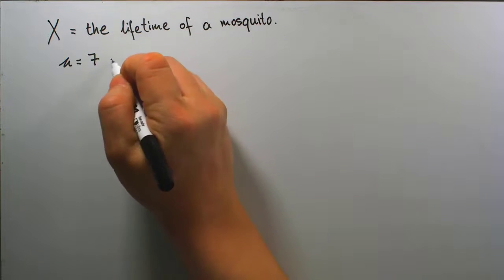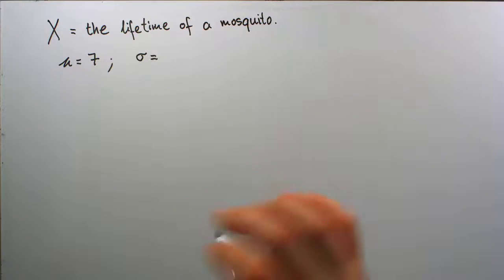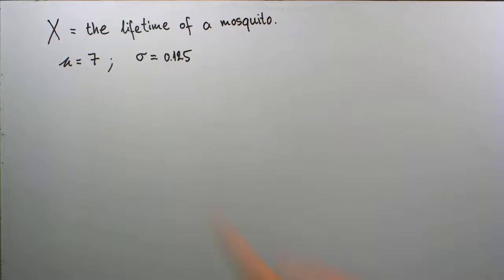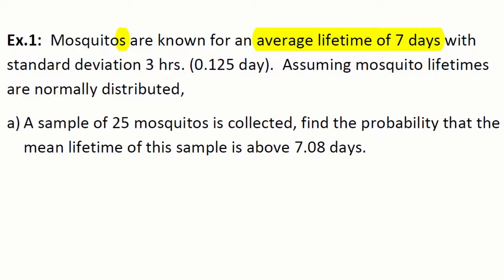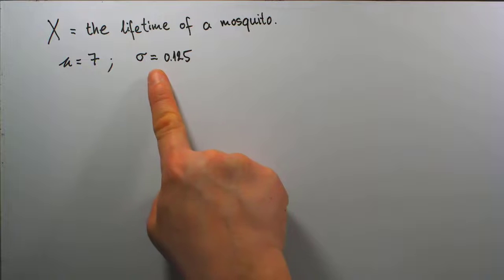And further, I know I'm going to have a sigma value, which stands for a population standard deviation value, being 0.125. I know this value because back in the wording of the problem, it says, as part of the description of our beginning population here, that mosquitoes are known for an average lifetime of 7 days with standard deviation 3 hours, or better way of understanding that, 0.125 of a day. And that's the reason how I know that we have a sigma value from our beginning population.